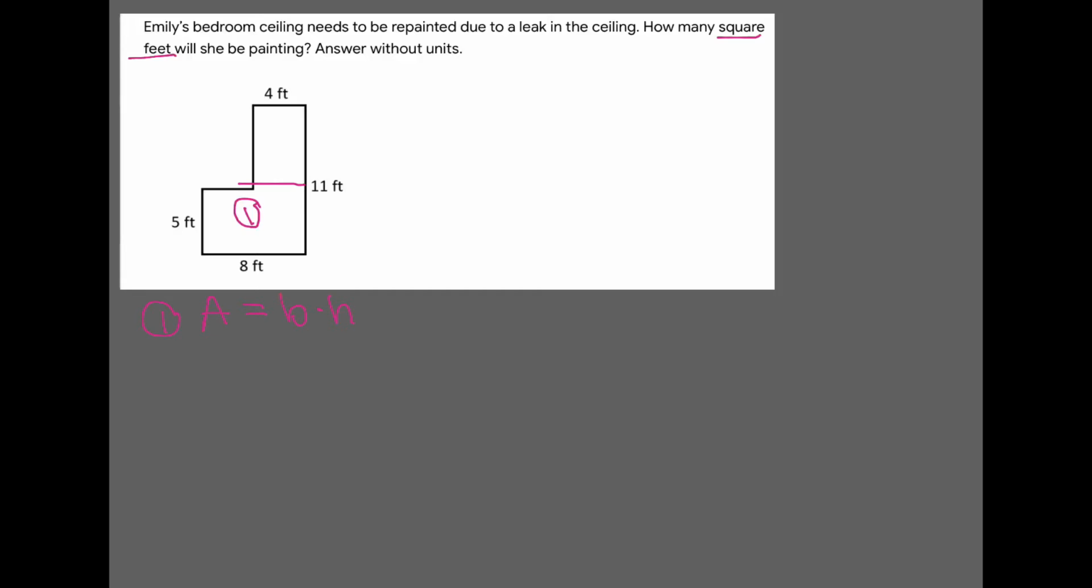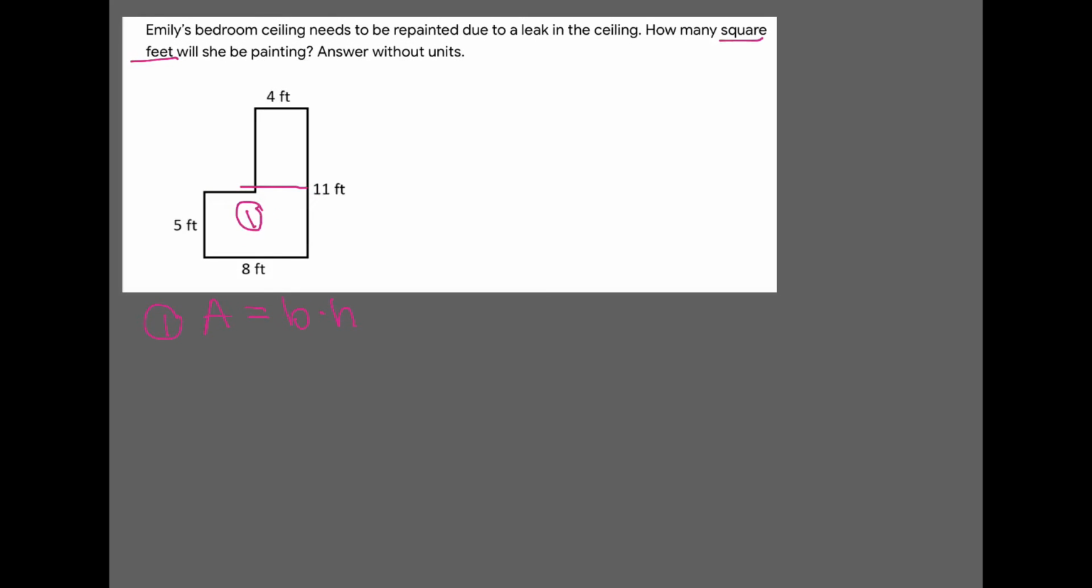All right, and then we have shape 2. And that is also a rectangle. So we know that the area of a rectangle is base times height. The problem is for shape 2, we don't know what the height is. So in order to find the height of shape 2, the height of the whole figure equals 11. So we have 11.